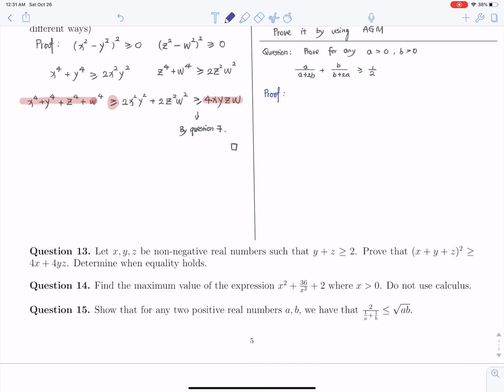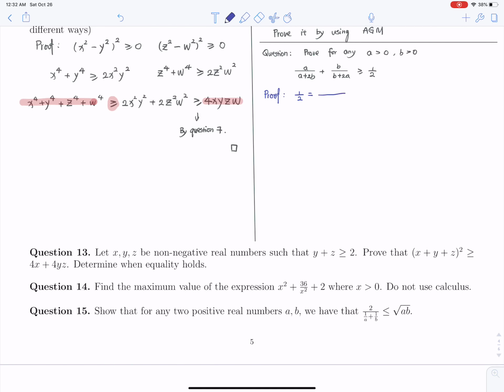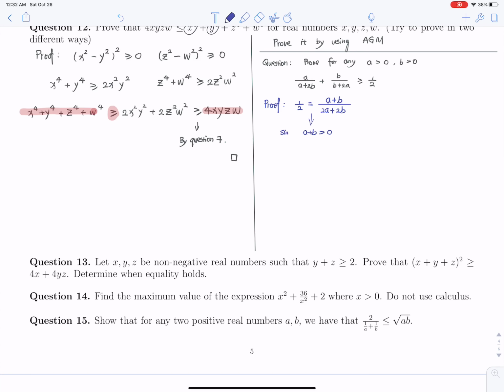So I started with 1 over 2, and I claim that this equals A plus B over 2A plus 2B. Why can I write it as this? Because I know A plus B is strictly greater than 0. Okay? Now I can write this whole thing as A over 2A plus 2B plus B over 2A plus 2B. Alright.